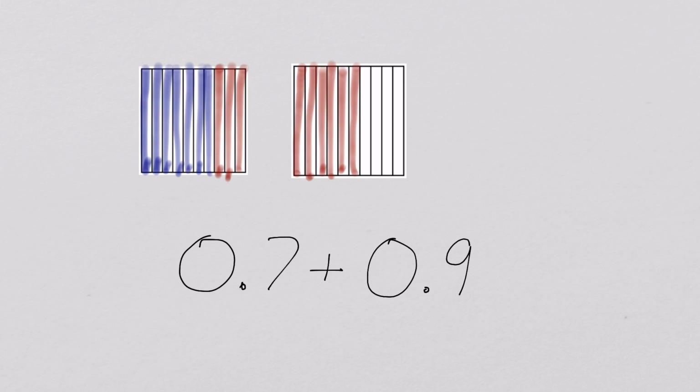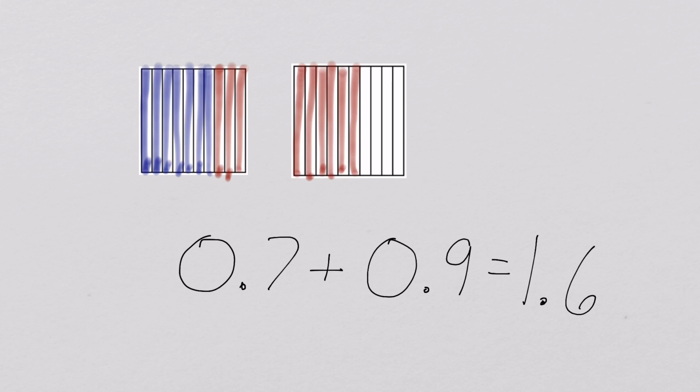So our answer ends up going into the whole numbers, so one whole, and then count up how many we have in our second. We have 1, 2, 3, 4, 5, 6. We have 6 tenths, so 7 tenths plus 9 tenths gets us 1 6/10. So that's pretty simple, I think.